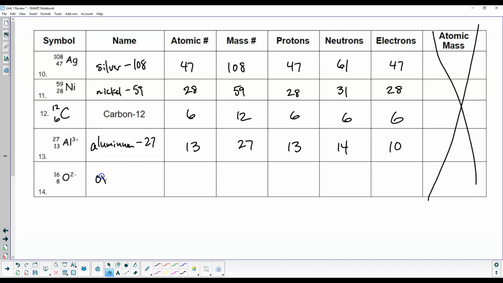Finally, the last one here, oxygen hyphen 16. Atomic number is 8. Mass is 16. That means I have 8 protons and 8 neutrons. Notice this is an anion, it's negative. That means I have more electrons than protons. How many more? 2 more. Well, if this is 8, this must be 10. Okay?